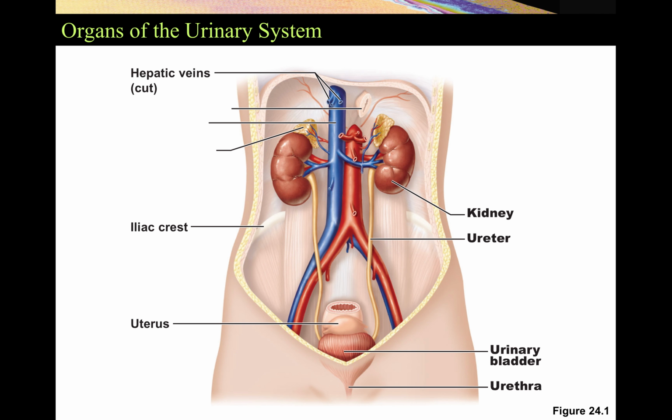Something to note in this picture is that the right kidney sits slightly below the left kidney. Here is the right kidney. If you draw a straight line, you see that the right is slightly below the left. The reason for that is this really large organ, your liver, located right about here. That causes the right kidney to be slightly below the left kidney.